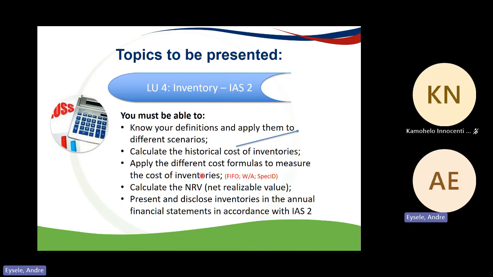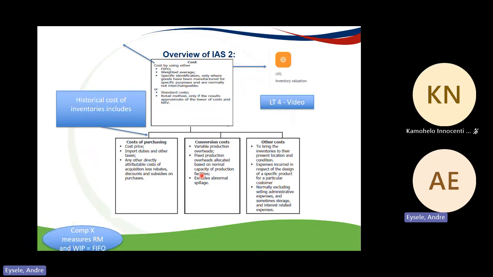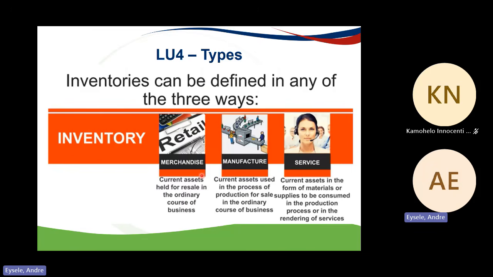So, colleagues, basically, I've already explained now the cost of conversion, the other cost in bringing it to its current location and conditions. Here, it's just the different inventory items that you can get in three ways. You either have merchandise items, meaning, for example, a clothing store like Edgar's. They will obtain inventory and keep it as a current asset ready for sale in the ordinary course of business, and then they've got valuation techniques, which is FIFO or specific identification, or weighted average.